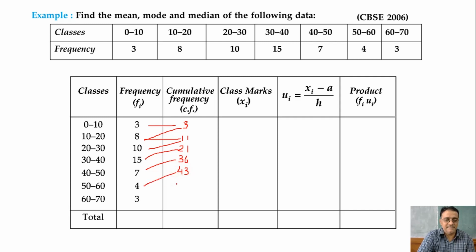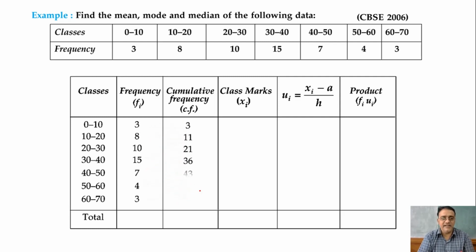36. Next. 43. 42. Right. Next. 47. The last one. 50. Right. Okay. So we got 3, 11, 21, 36, 43, 47, 50.